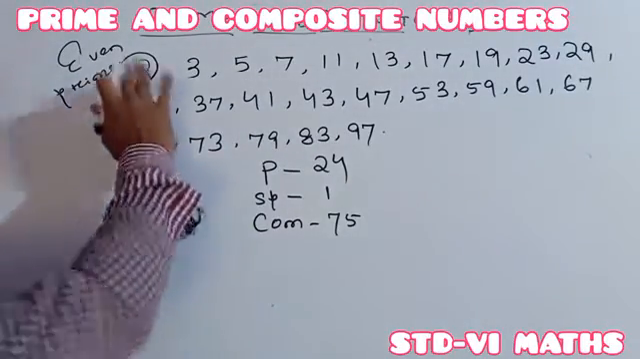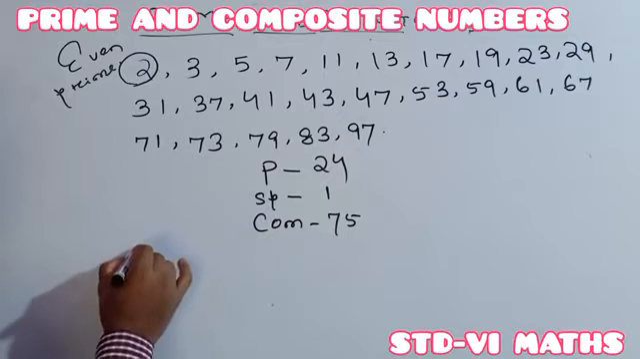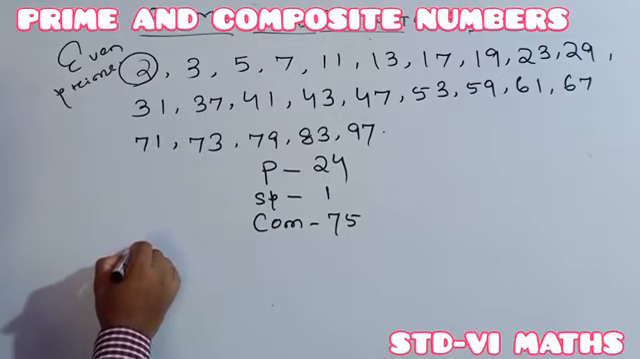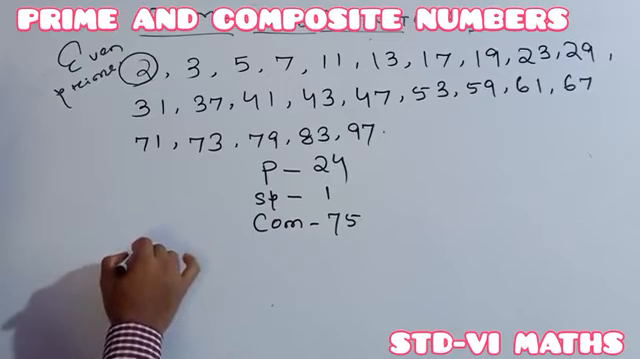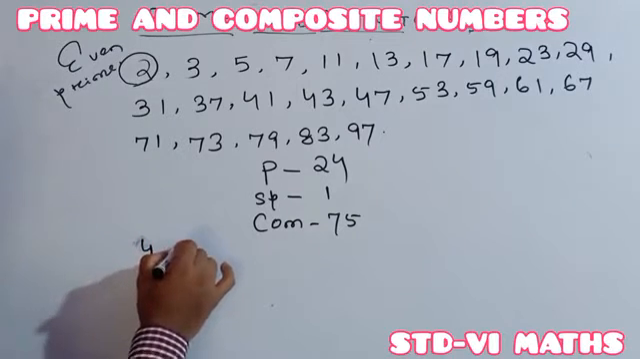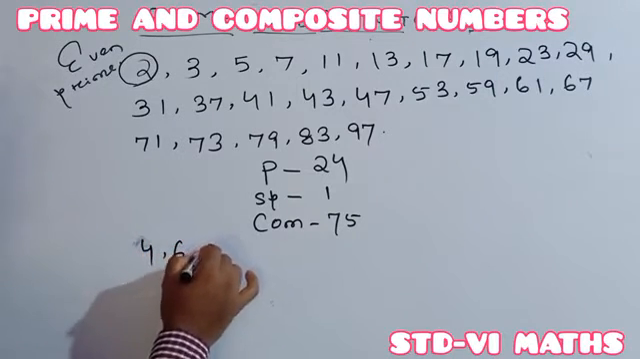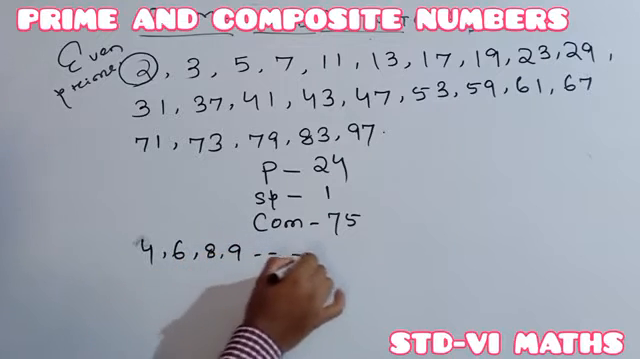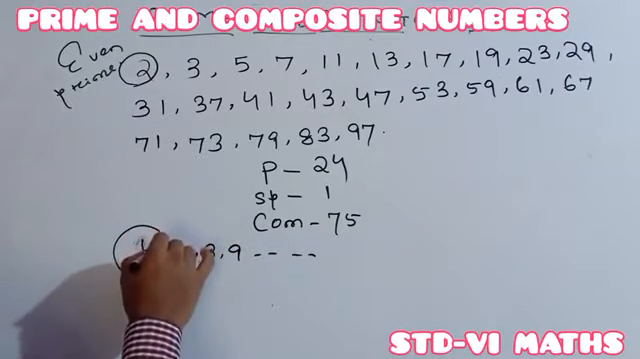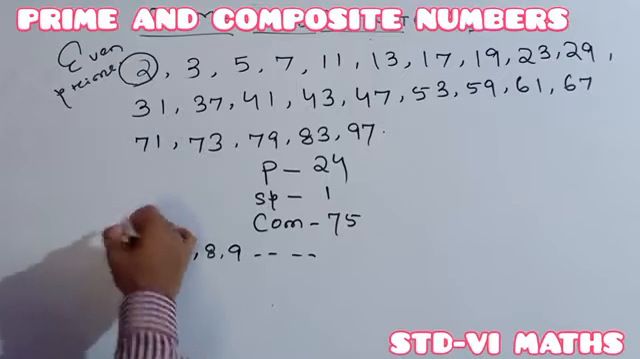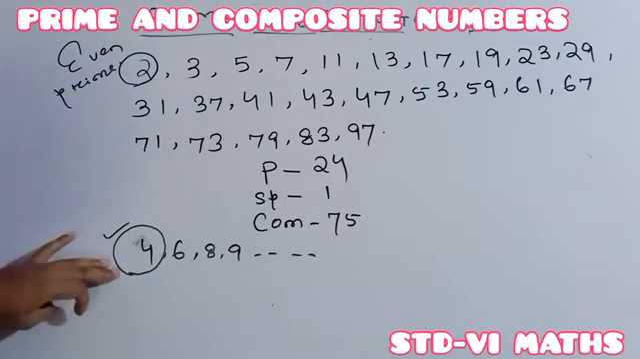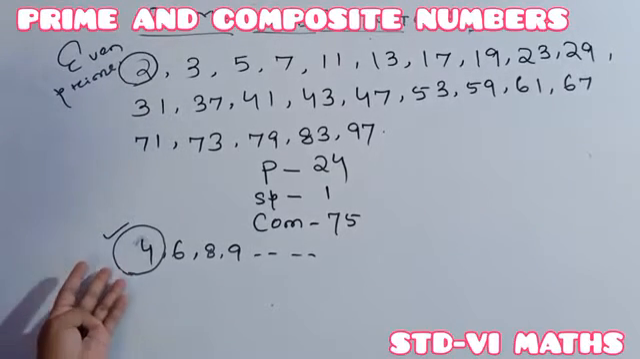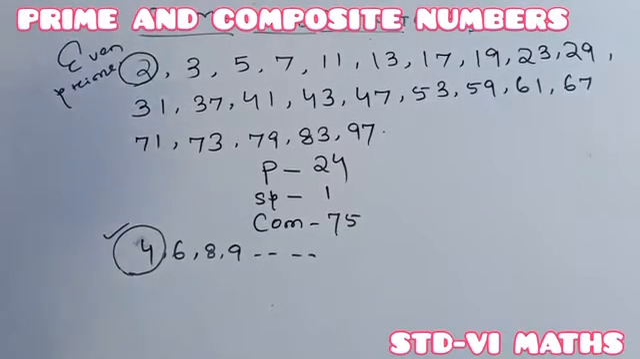See, whenever this is the prime number, our composite numbers start from 1 being the special number, then composite numbers 4, then 6, then 8, then 9, and it continues. So remember the first composite number is 4. Just like the first prime number is 2, a question may come on the first composite number, and you have to say that it is 4.